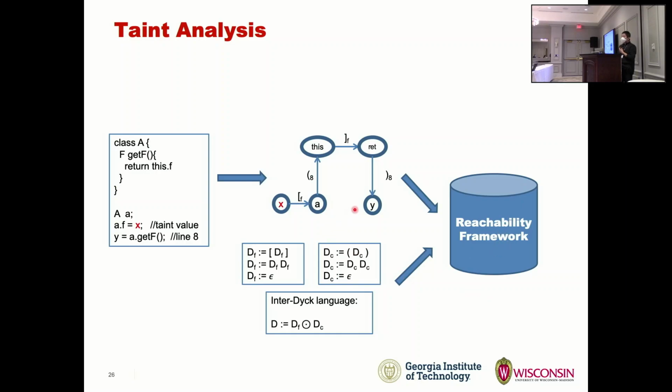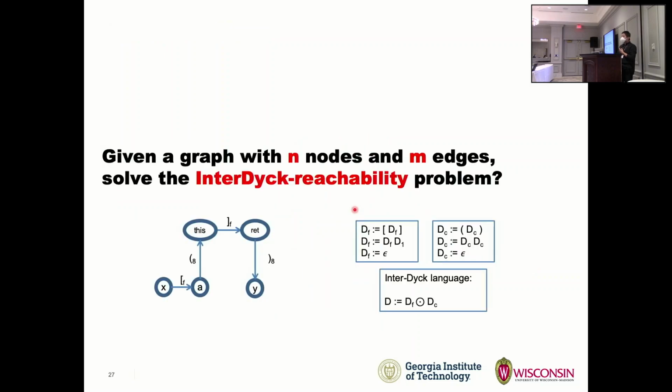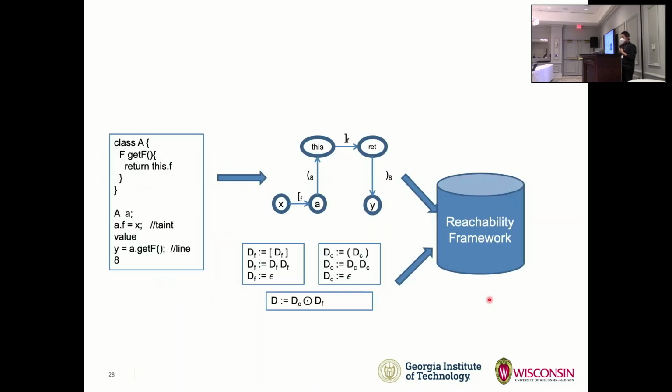Okay, so before we dive into the technical details, let's rephrase this problem. Technically, the problem that we want to solve is that given a graph with n nodes and m edges, we want to solve the inter-Dyck reachability problem, where the inter-Dyck language is defined by this grammar. Okay, so what's the catch?